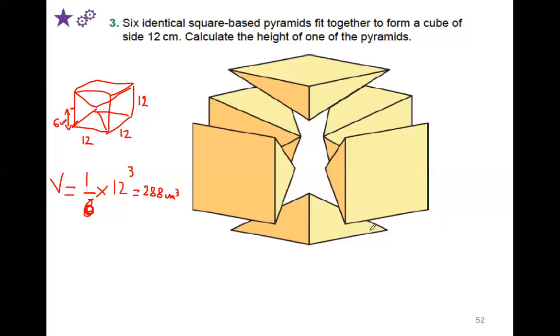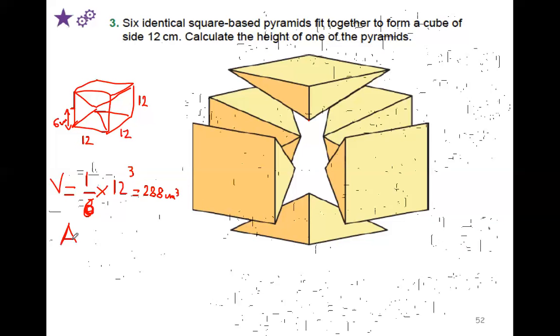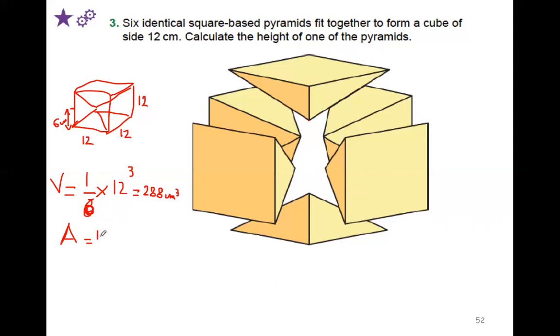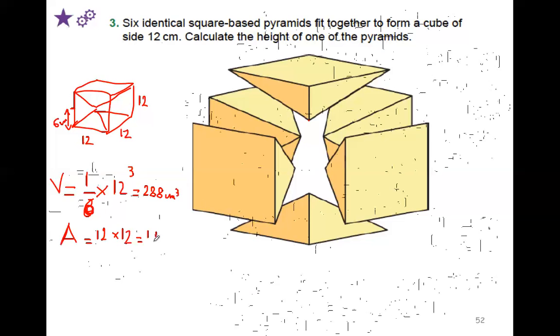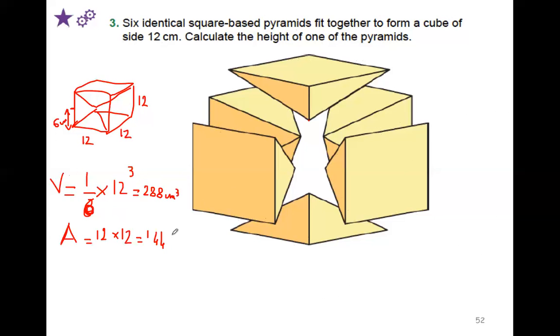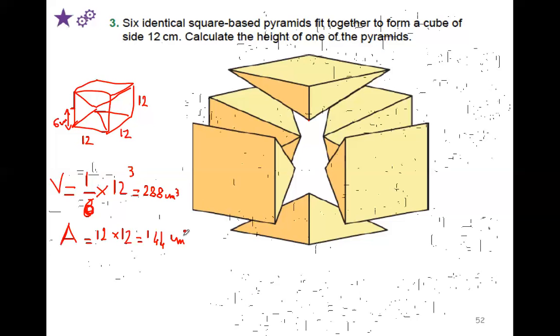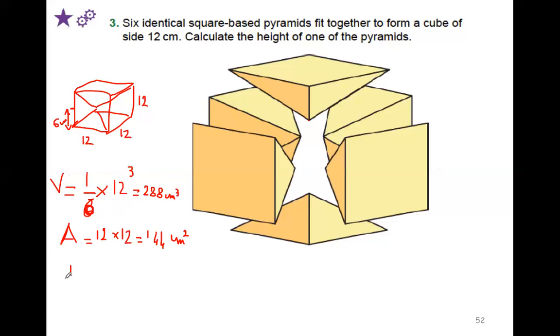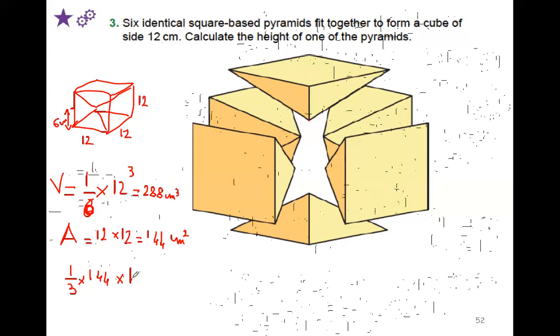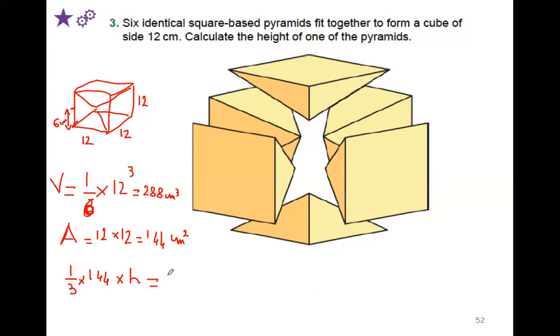And the base is 12 by 12. Area is 12 by 12. That's 144 centimeters squared. So a third times A times the height, which is what we're looking for, equals 288.